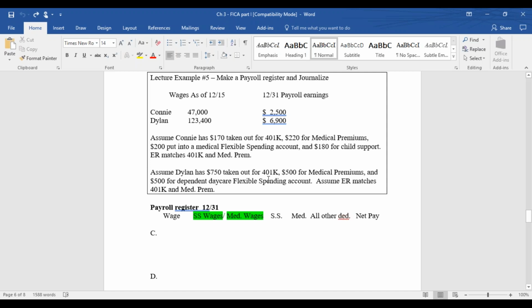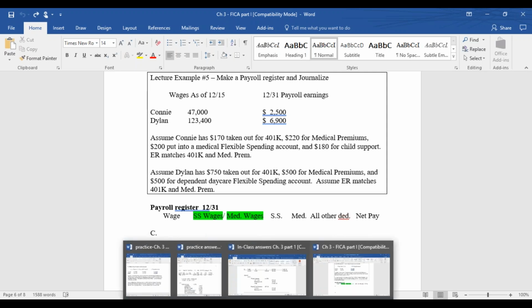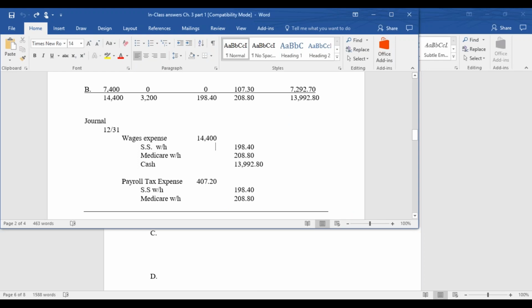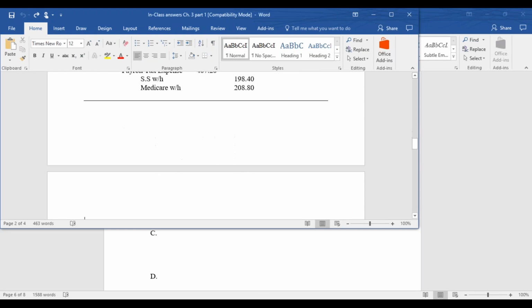What I want you to do is, it's going to take you probably 5-10 minutes, go through and fill out this payroll register. And then after you click pause, when you start back up, we're going to go through the answers. All right, hopefully you've hit pause by now, and we're going to go through the answers at this point.